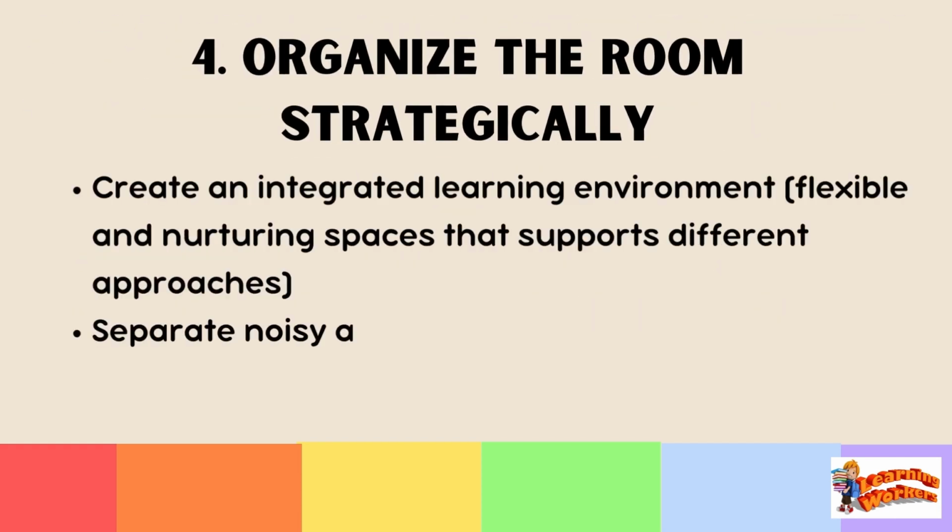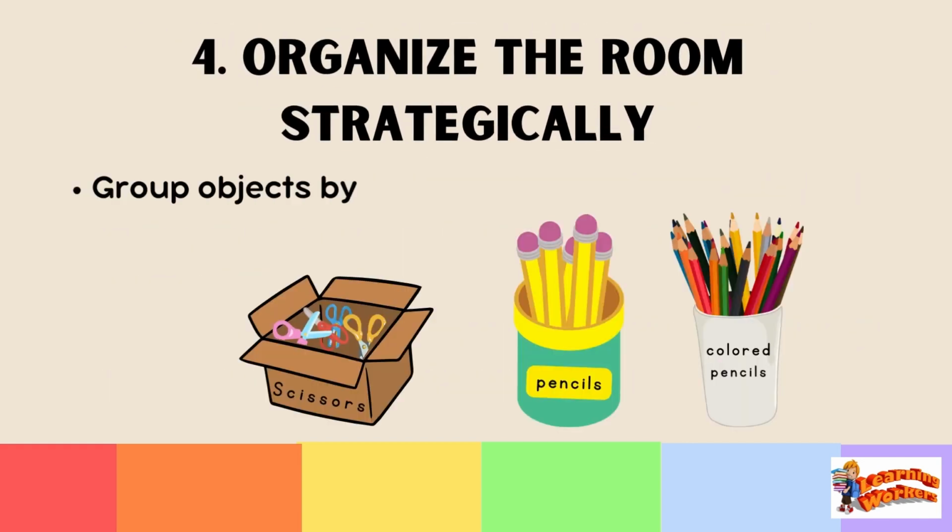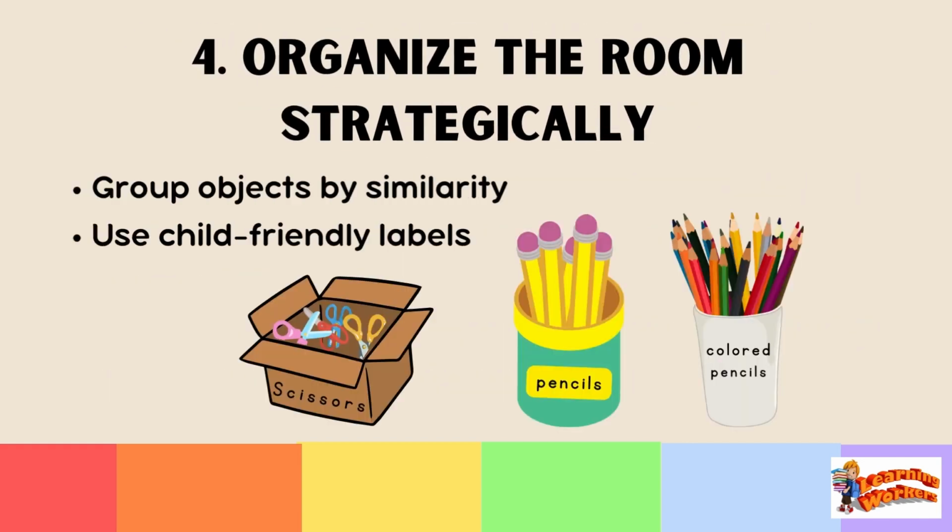4. Organize the room strategically. Create an integrated learning environment, with flexible and nurturing spaces that support different approaches. Separate noisy areas from the quiet ones. Identify areas like reading, play, eating, etc. Group objects by similarity. Use child-friendly labels.